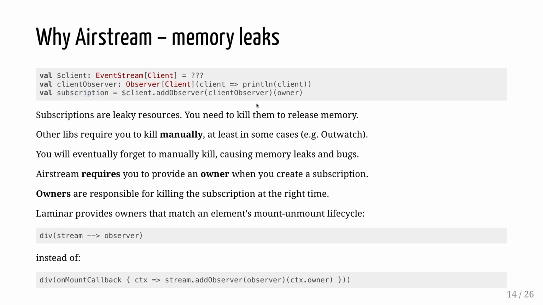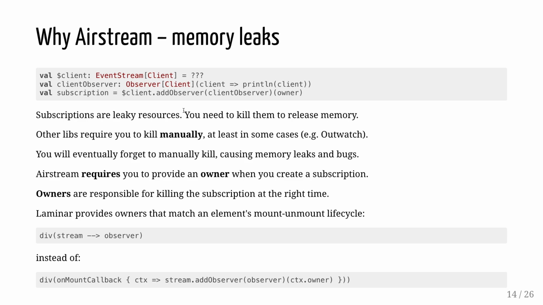Other libraries like Outwatch are able to manage the lifecycle of the subscriptions that they create behind the scenes automatically, and they even provide a way for you to make use of that automatic memory management for your custom subscriptions. However, under the hood, you're still using, say, Monix, a streaming library that requires you to manually kill subscriptions that you create. So you are free to bypass Outwatch or whatever other UI library you're using to create a subscription and then not kill it at the right time, and this will compile, and that makes me sad.